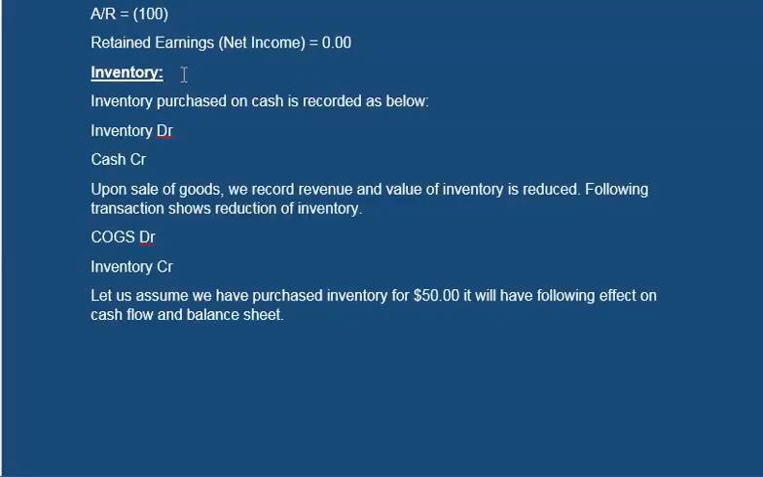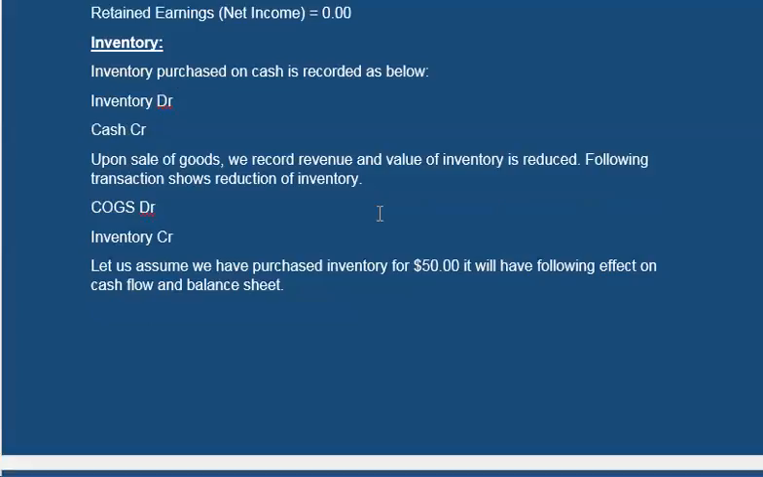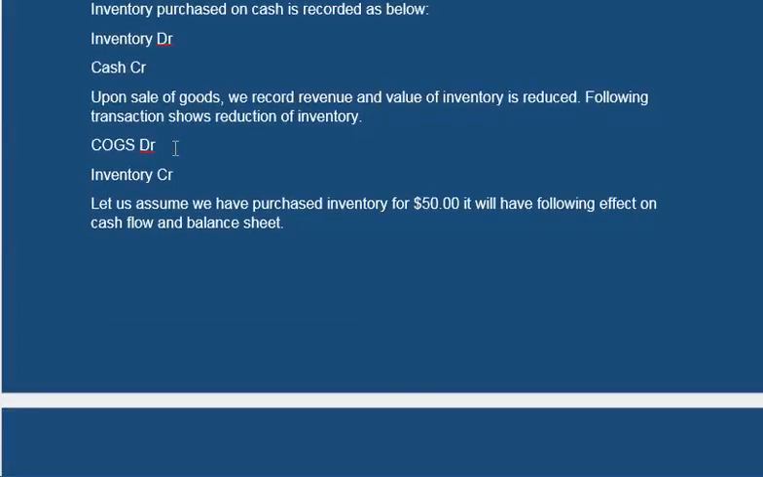Inventory. Inventory purchased on cash is recorded as below. Inventory is debited. Cash is credited. Upon sale of goods, we record revenue and the value of inventory is reduced. The following transaction shows the reduction of inventory. COGS, cost of goods sold, will be debited. Inventory will be credited.